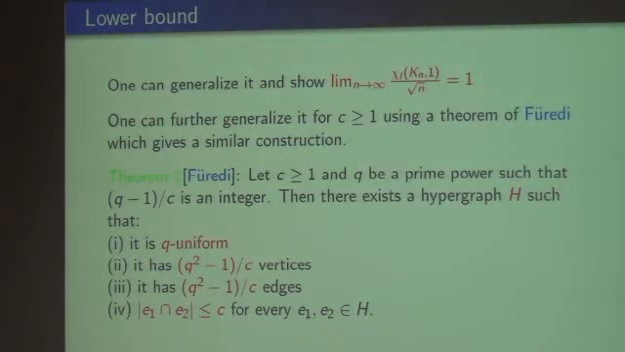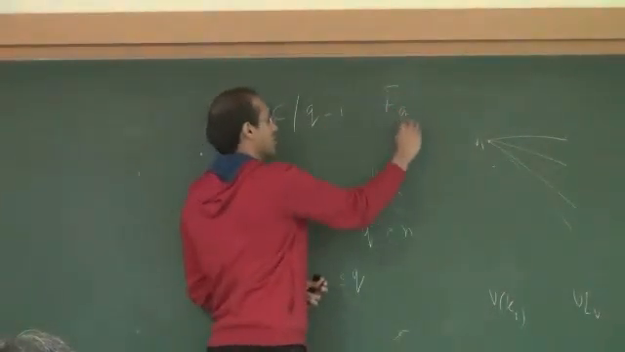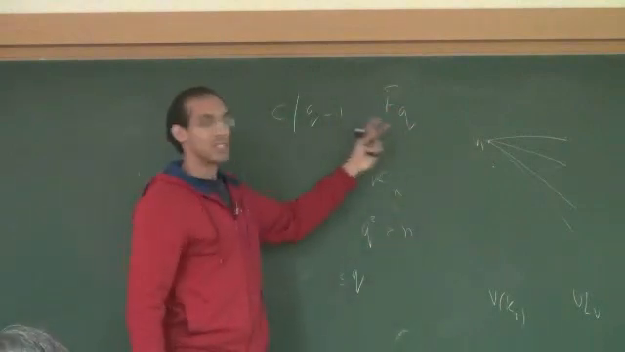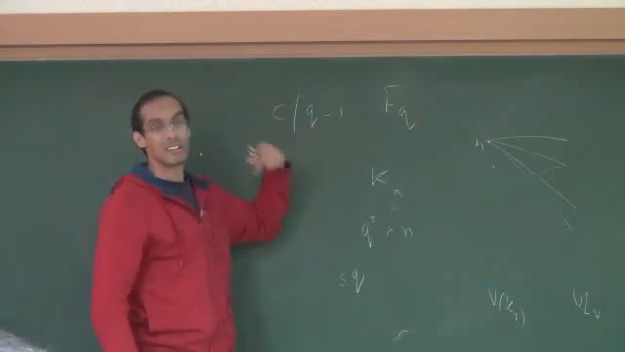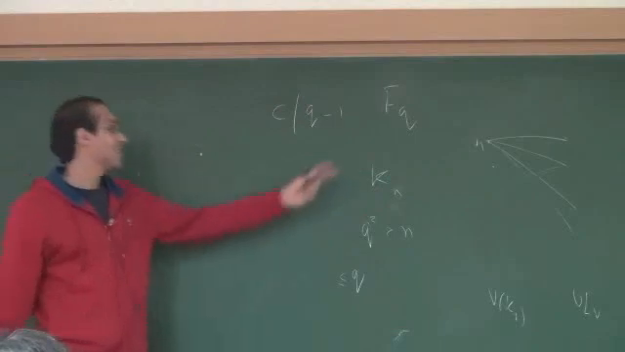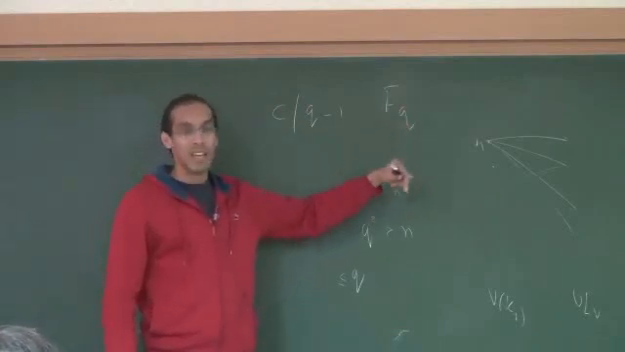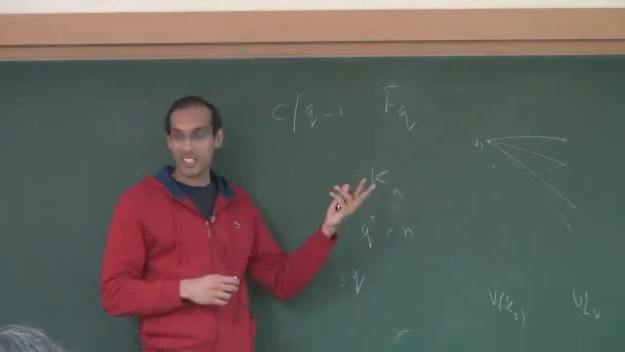I mean, we use this condition that C divides Q minus 1, which means that if you take the multiplicative group on F_Q, it has Q minus 1 points, and if C divides Q minus 1, there is a subgroup of this, and using that you make Q square minus 1 vertices.